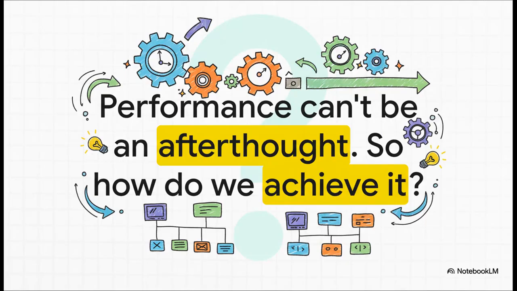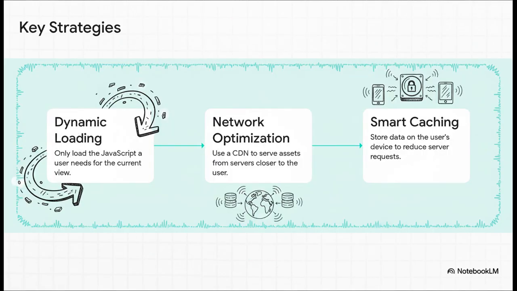So how do we get there? The key thing to remember is that performance isn't something you sprinkle on at the end. It has to be a core feature, planned from the very beginning. And there are a few key ways we do that. It really boils down to 3 main strategies. First, dynamic loading. You only send the code the user needs for the view they're looking at right now. No more giant monolithic bundles. Second, network optimization. We use things like CDNs, content delivery networks, to serve assets from a location that's physically closer to the user. And third, smart caching. We store assets on the user's device so they don't have to keep downloading the same stuff over and over.